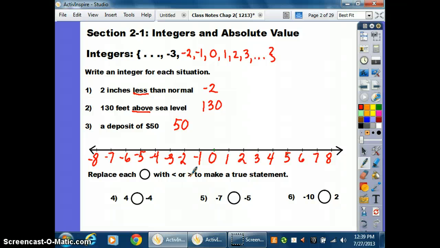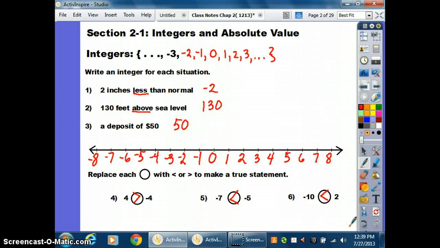Okay, so let's compare these. 4 and negative 4. Clearly 4 is greater than negative 4. Number 5. Negative 7 is less than negative 5. You can look at the number line and see how negative 7 is to the left of negative 5. So that means it's less than. It's colder degrees if you have to think temperature. Number 6, negative 10 and 2. Negative 10 is less than 2.